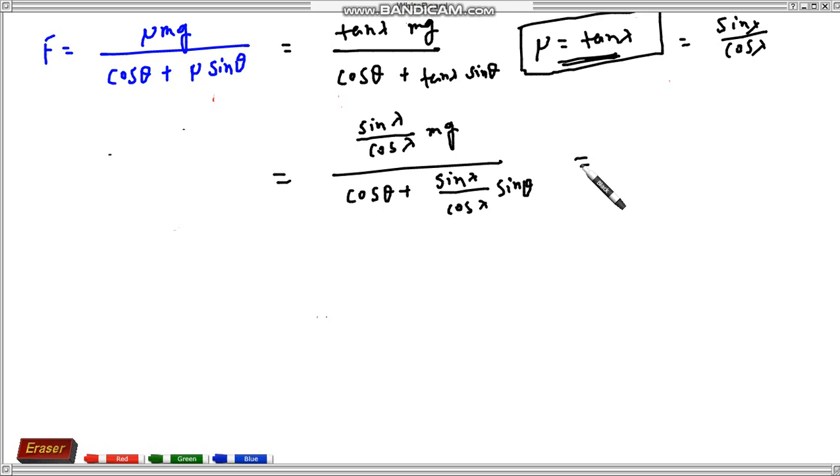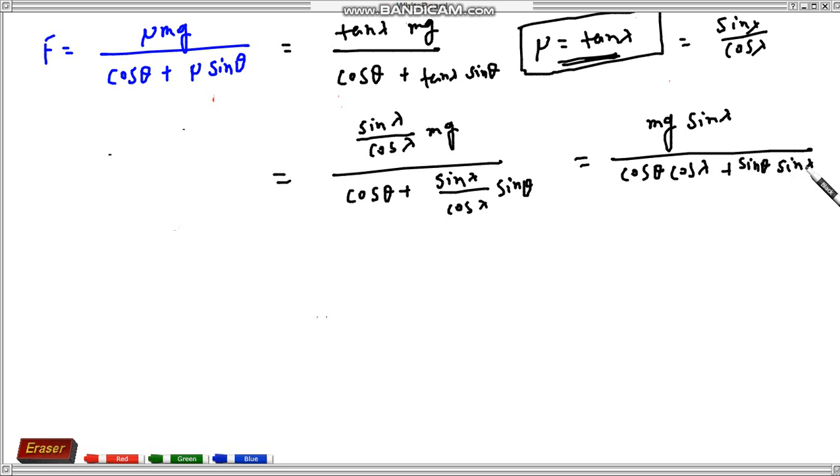Okay, now if we simplify this result, this cos lambda will cancel out. So it will be mg sin alpha sin lambda divided by cos theta cos lambda plus sin theta sin lambda. So it will be just mg sin lambda divided by, this is cos a cos b plus sin a sin b, that means cos of a minus b. So this will be cos of theta minus lambda. So this is the force.